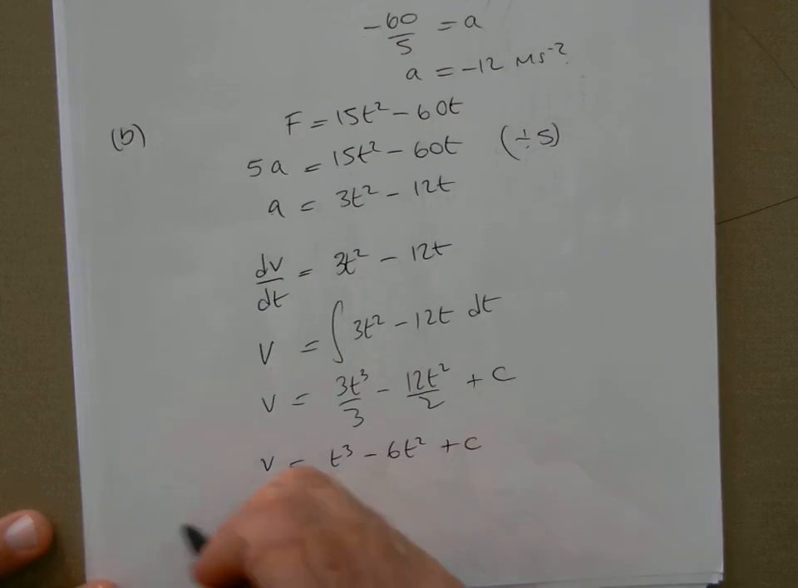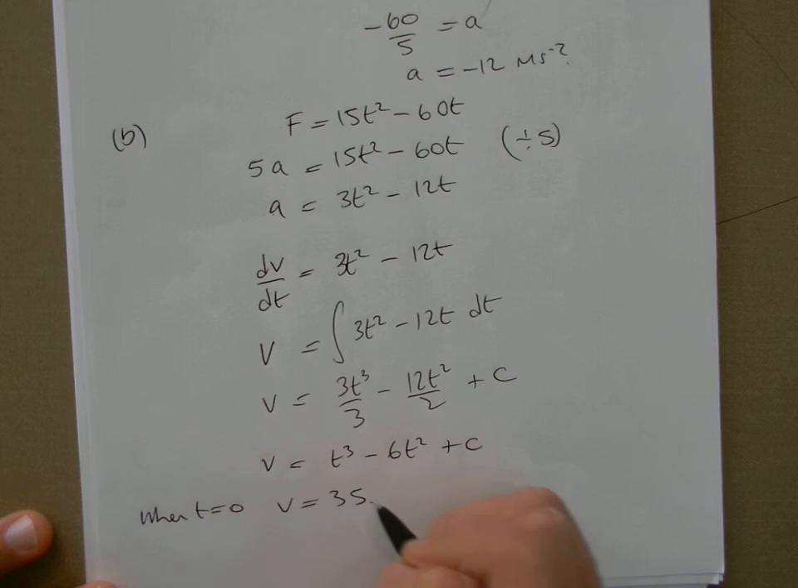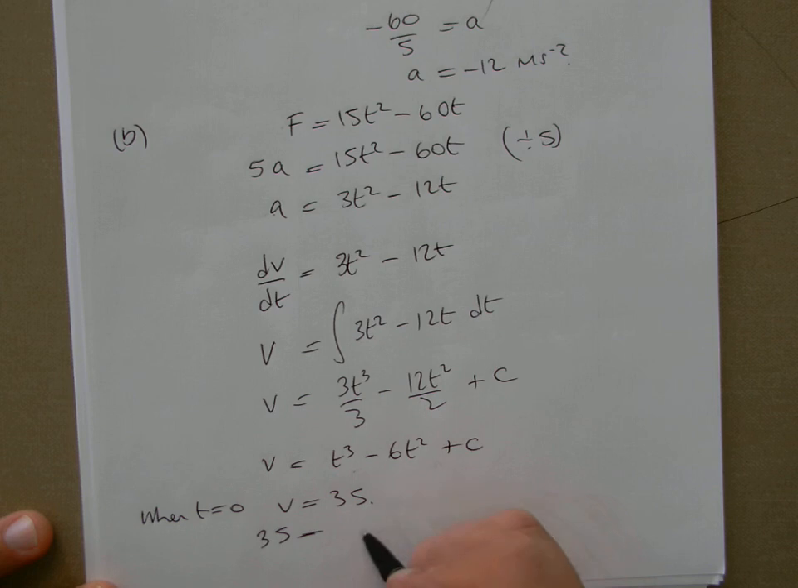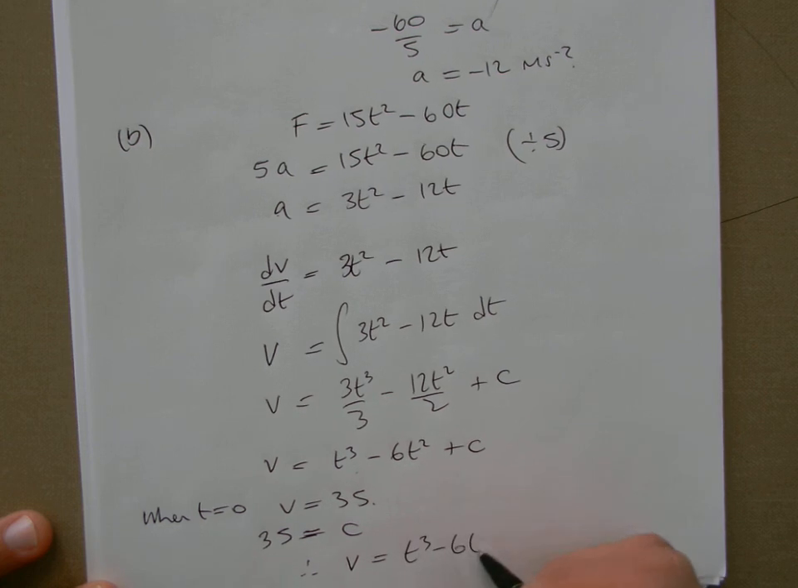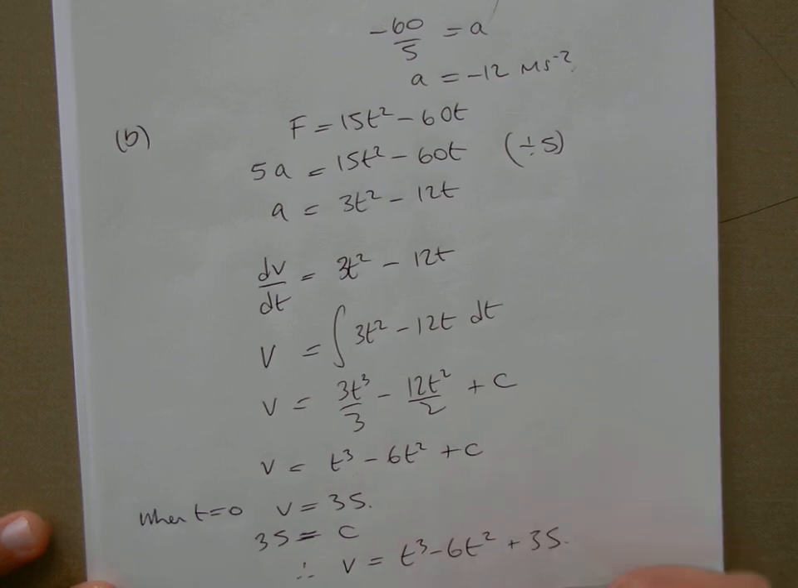But they do say, don't they, when t is 0, v is 35. So if you plug it in, 35 for velocity and t is 0, you get your constant of integration worked out to be 35, so therefore you've got your velocity.